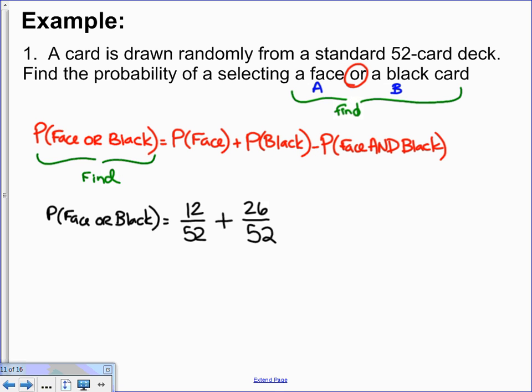6. We've got 12 face cards. Half of them are red and half of them are black. We've got the jack, queen, king of clubs, and the jack, queen, king of spades. So we have 6 cards that were counted in both of them. So we have to subtract 6 out of 52. If I don't subtract 6 out of 52, I counted them one too many times.